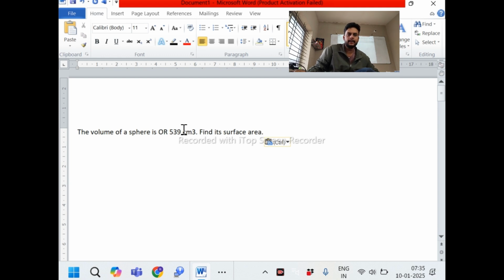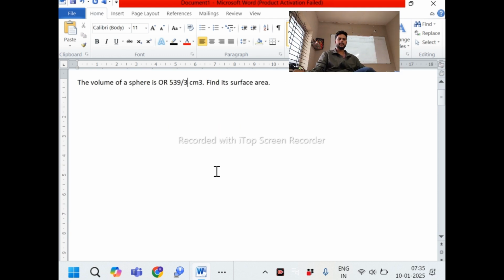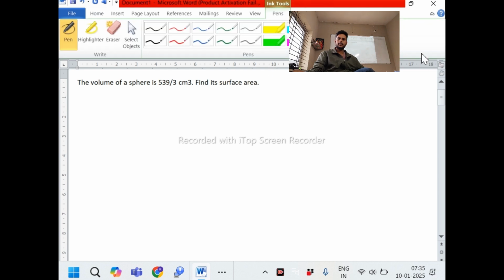This is 539 by 3. Okay, this is the question. Visible? Volume of sphere is given. This is equal to 539 by 3 centimeter cube.